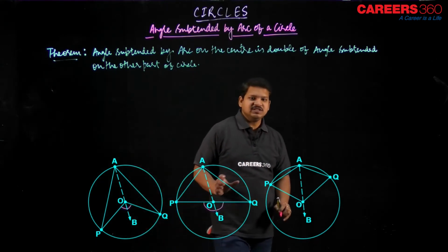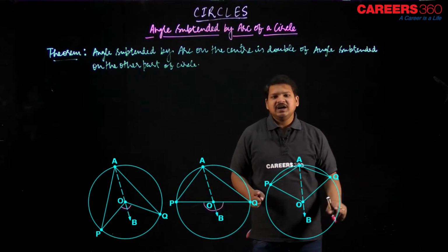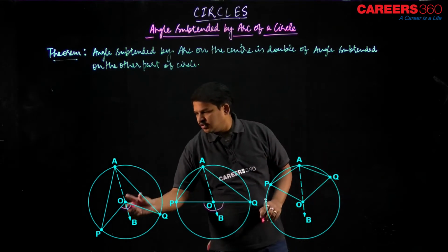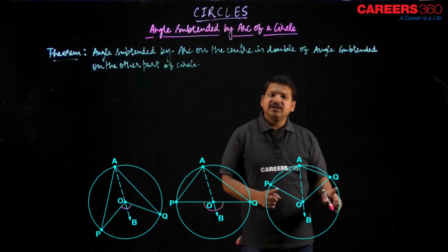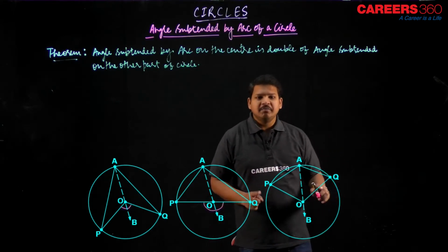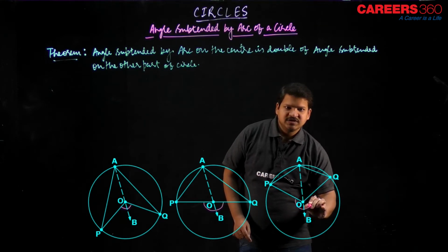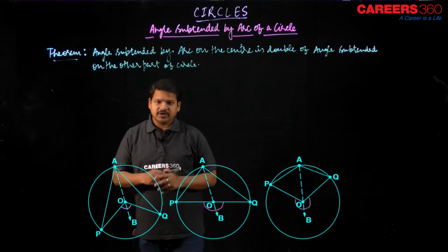So PQ over here subtends this angle. I hope it is making sense. And in this case PQ is a major arc. Firstly we looked upon the minor arc, then the semicircle, and then the major arc. So the angle subtended would be somewhat like this. I hope it makes sense to you.